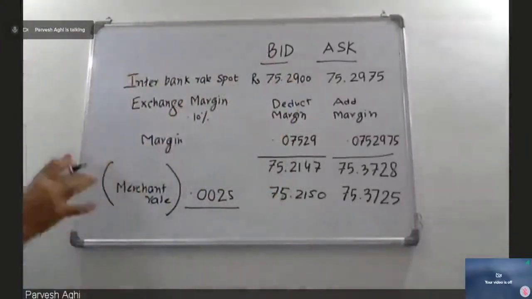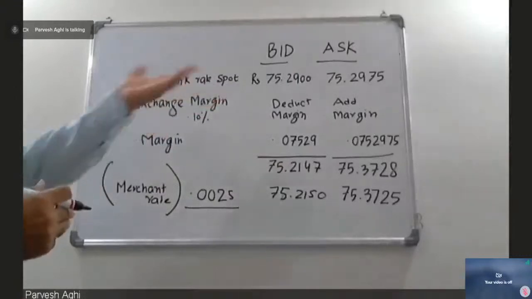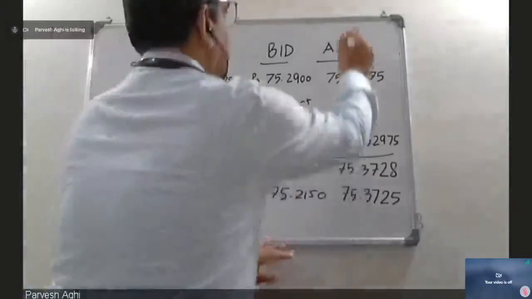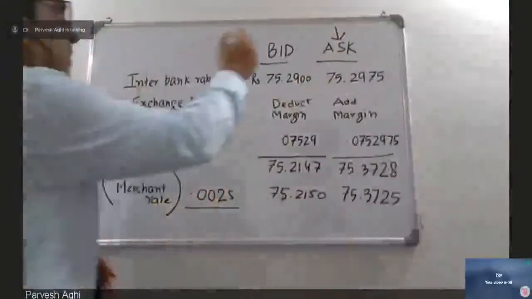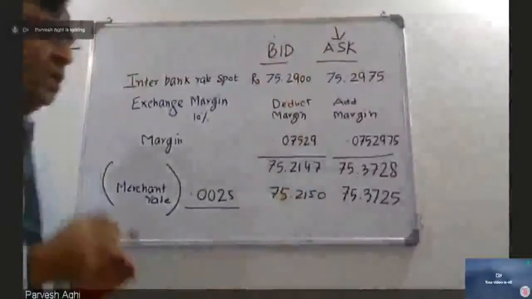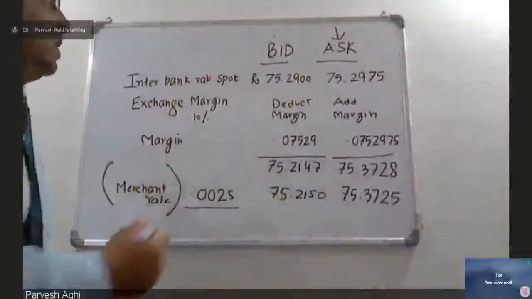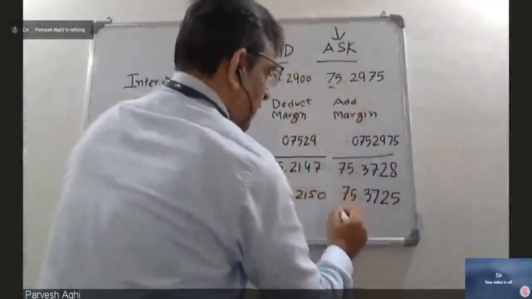Let's suppose you are a customer. You go to a bank and you want to buy, say, $1. So where will you look? You will look at the ask rate. Bid means the bank buys, ask means the bank sells. The bank is going to sell you $1 because you need $1, so you look at the ask rate. Now this is the interbank rate.